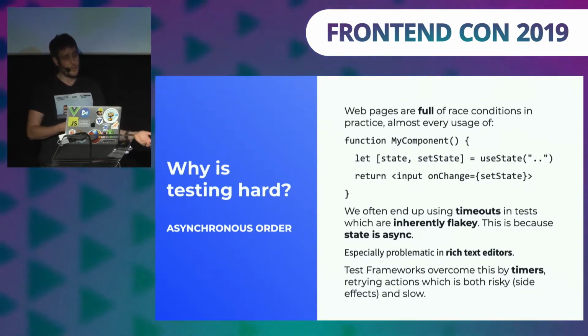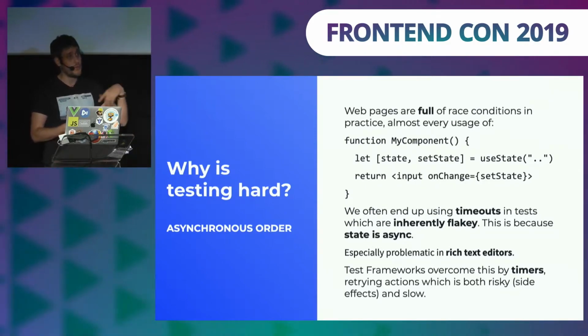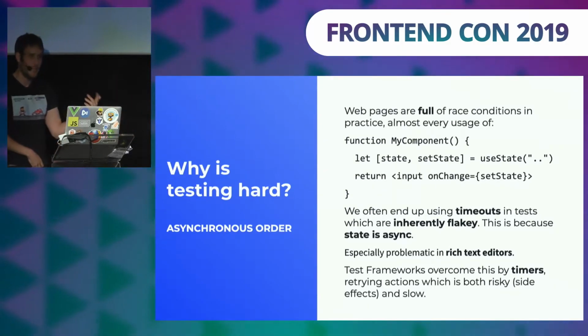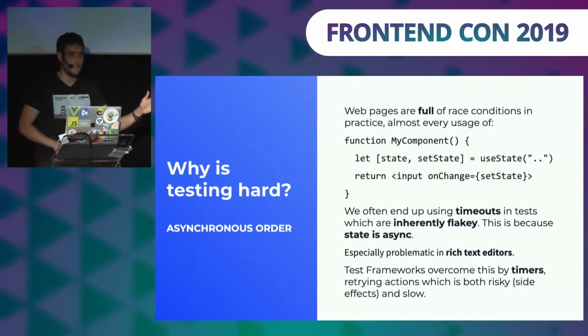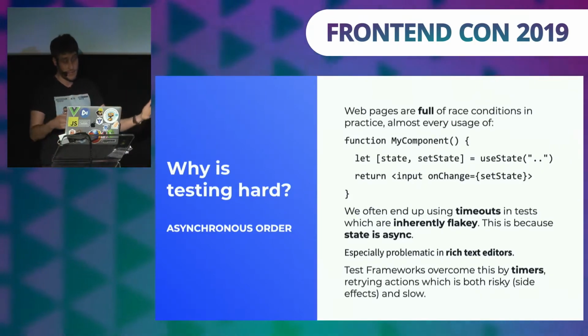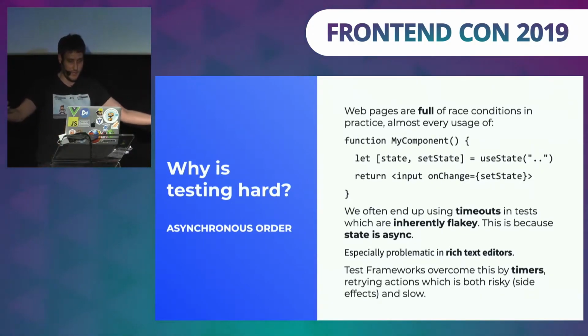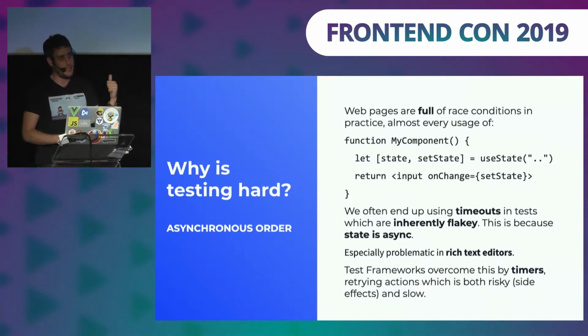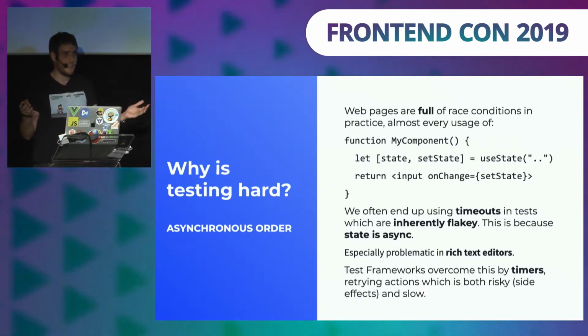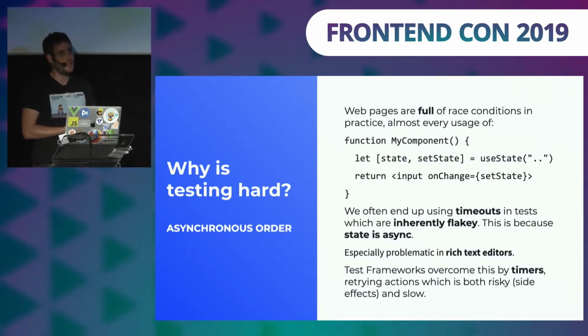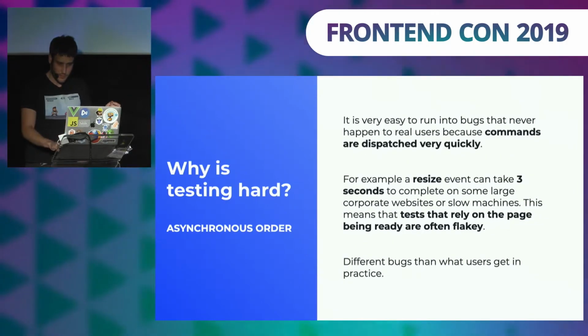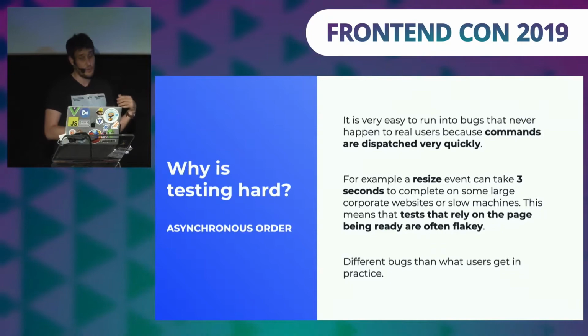And test frameworks, what they will typically do, they will do retries and timers, which is inherently flaky, because your CI is not as fast as your computer, and if it is fast, it doesn't always have the fast internet. And if I have 10,000 tests and just 1% of them breaks every version, that's a ton of work. Commands are dispatched by automation tools very quickly.